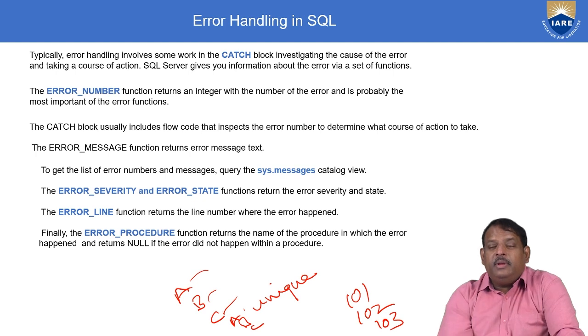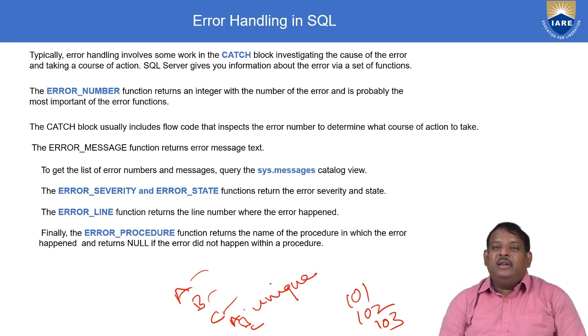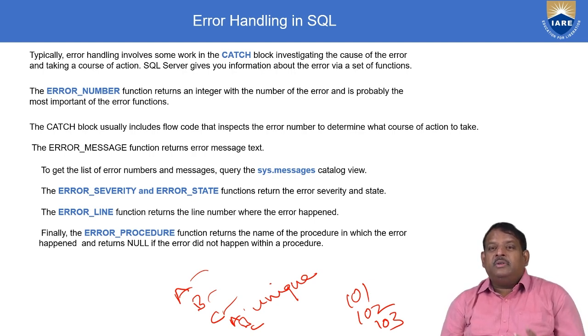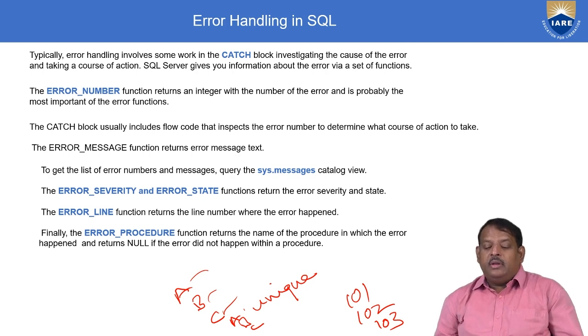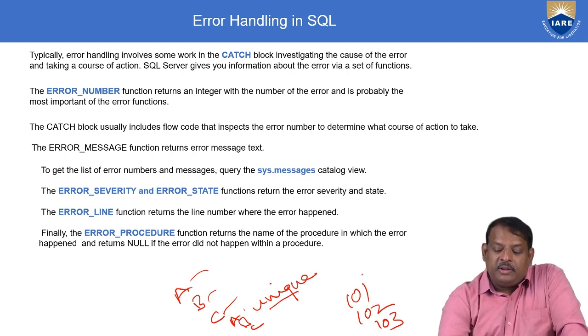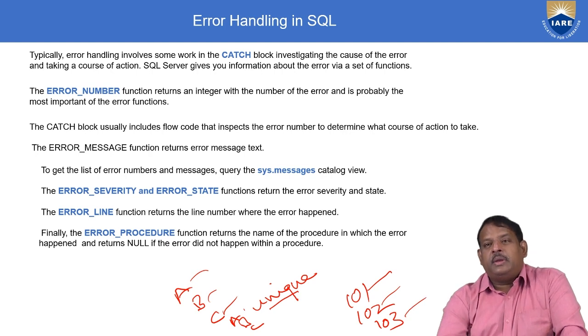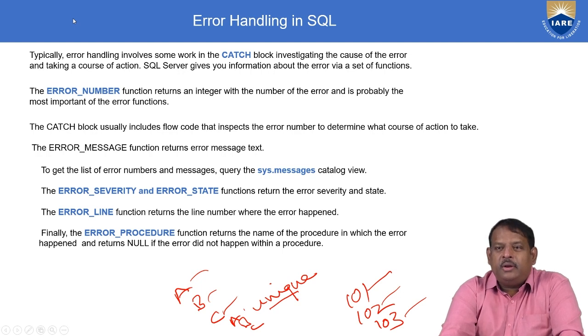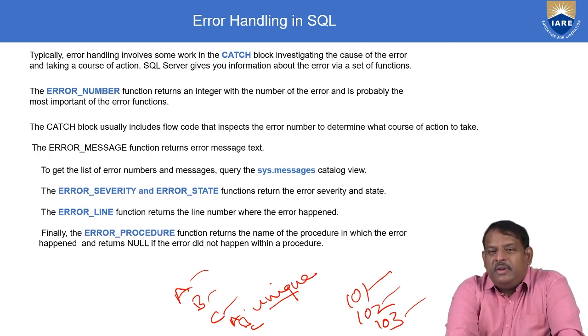Because it is a frequently occurring error, SQL Server must have caught that error and given some number to it. Definitely it is caught, and for that there will be a particular number. Like 101 will be one error, 102 a different error, 103 a different error. We don't know the count of those errors at this point, but there are error numbers for every error.